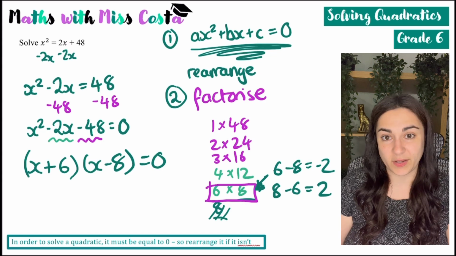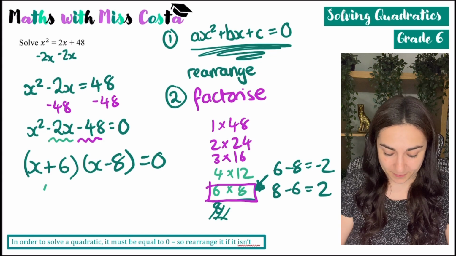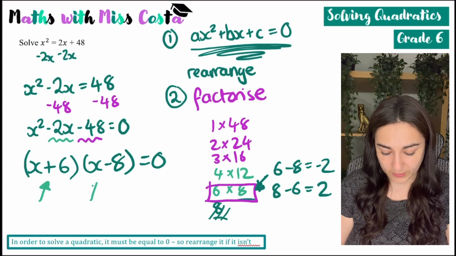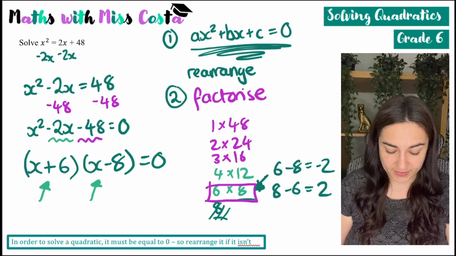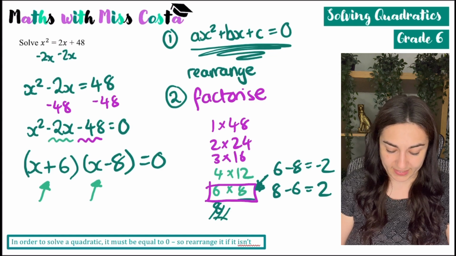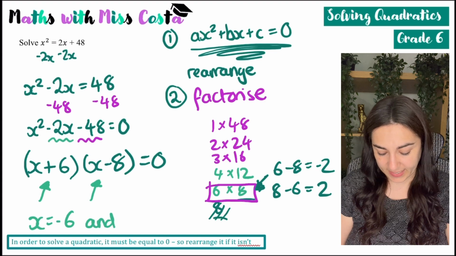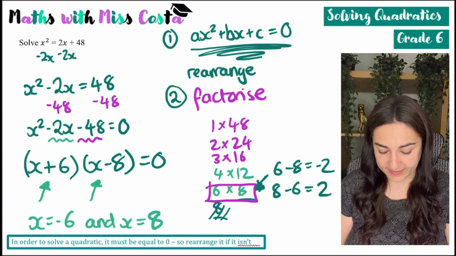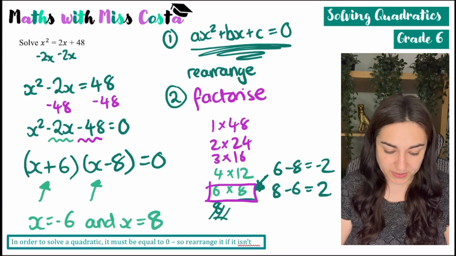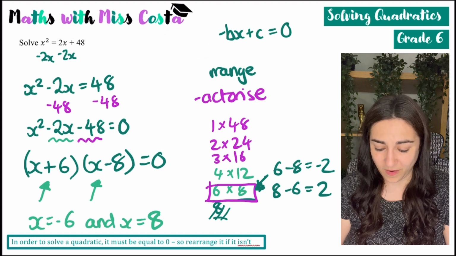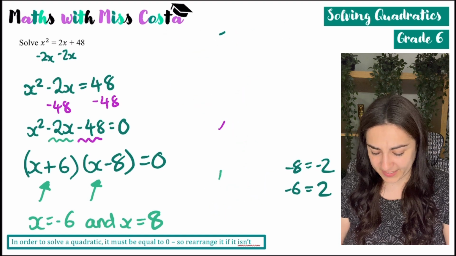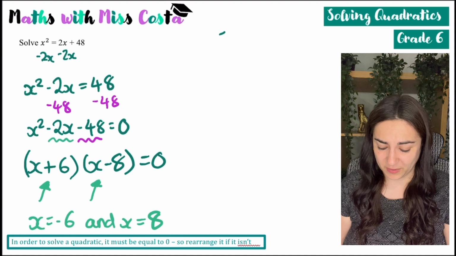Now, when you're solving a quadratic, the final step is you literally just write your solutions. Your x values are going to be the inverse of what it is over here. So you'd say that x is -6 and x is +8. So you just reverse the signs. I'm just really quickly going to explain to you why, because otherwise you might just be like, why am I learning this?